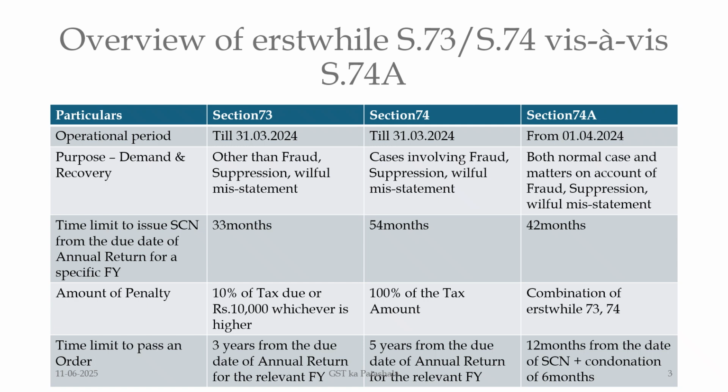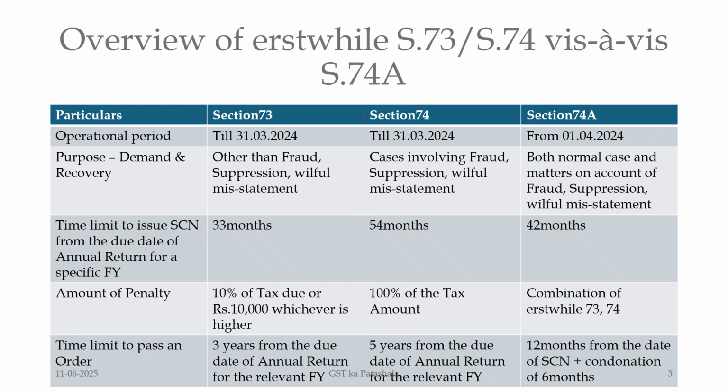Time limit to pass an order. Now, this is a crucial point, where in the majority of cases we used to have a fight with the proper officer that the orders are not being passed or are time barred. Under erstwhile Section 73, the time limit was 3 years from the due date of filing the annual return. For Section 74, 5 years is the order limit from the due date of filing of the annual return. But the new provision 74A says that whatever be the time limit for issuance of a show cause notice, when a notice has been issued under 74A, within 12 months from there, an order has to be passed.